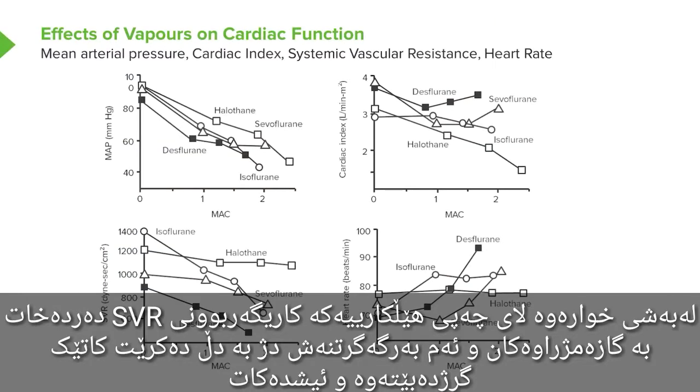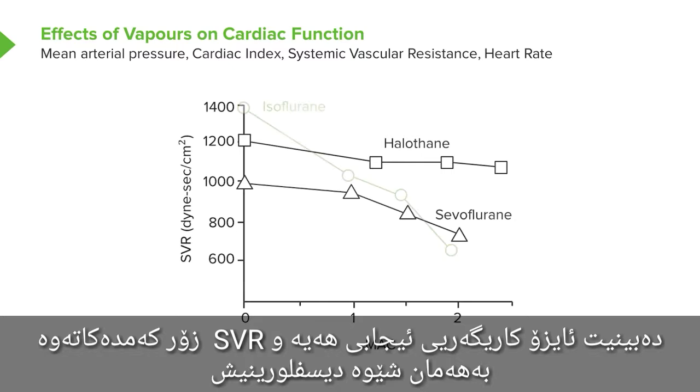On the left lower graph, we're looking at systemic vascular resistance. So this is the resistance against which the heart works when it contracts. And you can see that isoflurane causes quite a profound drop in peripheral resistance, as does desflurane.